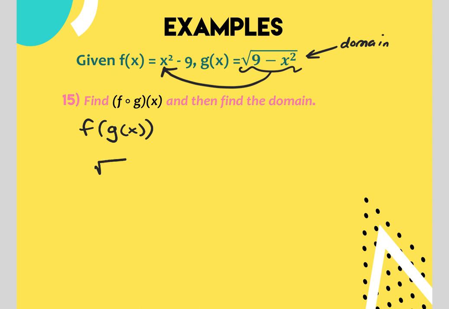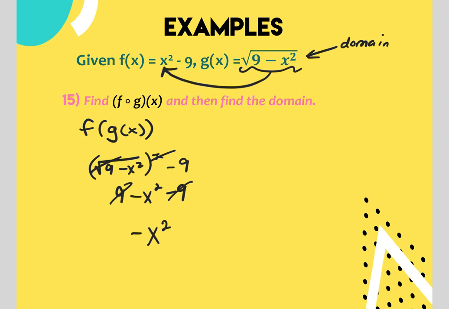And I get the square root of 9 minus x squared, minus 9. What happens when you square a square root? It cancels and I get 9 minus x squared minus 9. 9 and negative 9 cancel and I end up with just negative x squared.